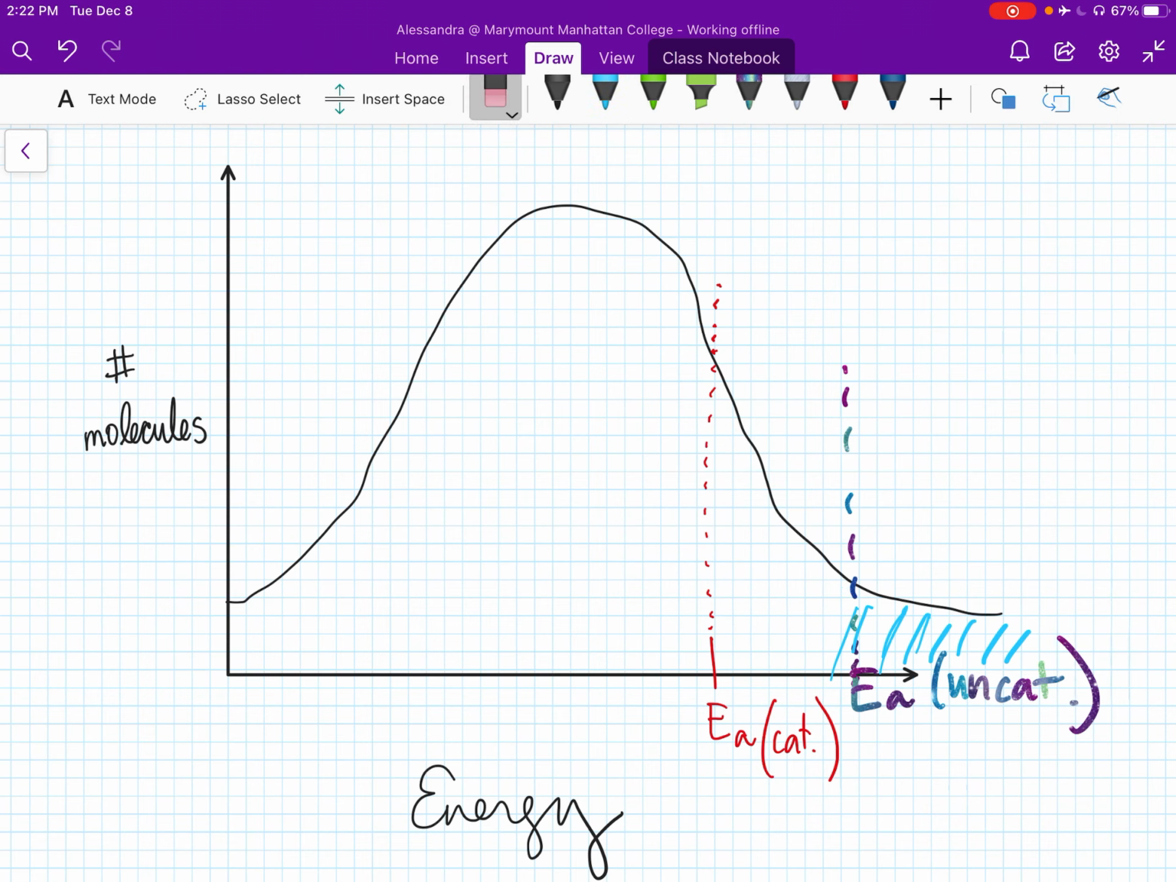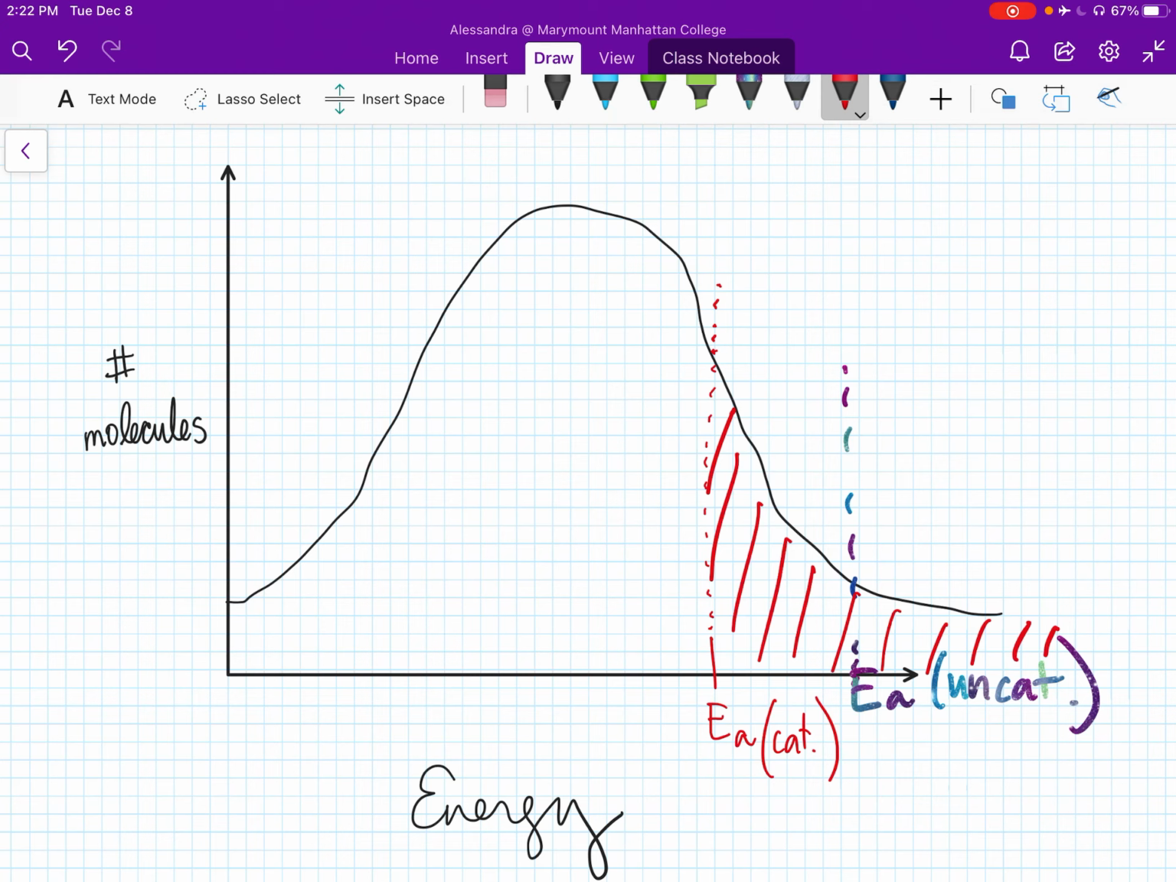Another way that I can draw this to make it more obvious is to color code it. All of the molecules represented by the red hatching are going to be able to react in the catalyzed reaction, whereas only the molecules above this barrier here are going to be able to react in the uncatalyzed reaction. So this diagram simply shows that the catalyzed reaction will have a higher number of molecules with sufficient energy to react.